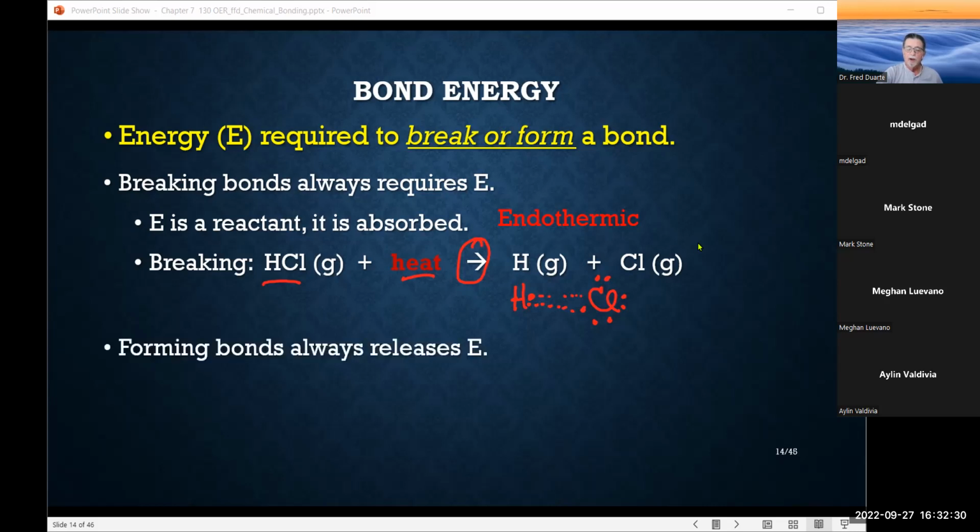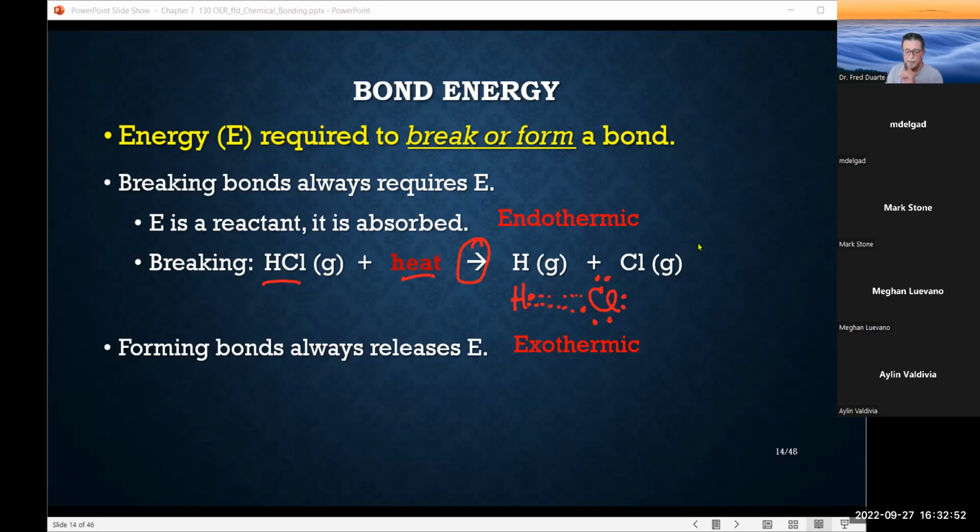Now, when bonds are formed, energy is always released. And with energy being released, we call that exothermic. Exo means energy is exiting the system, and therefore it actually gets warm.